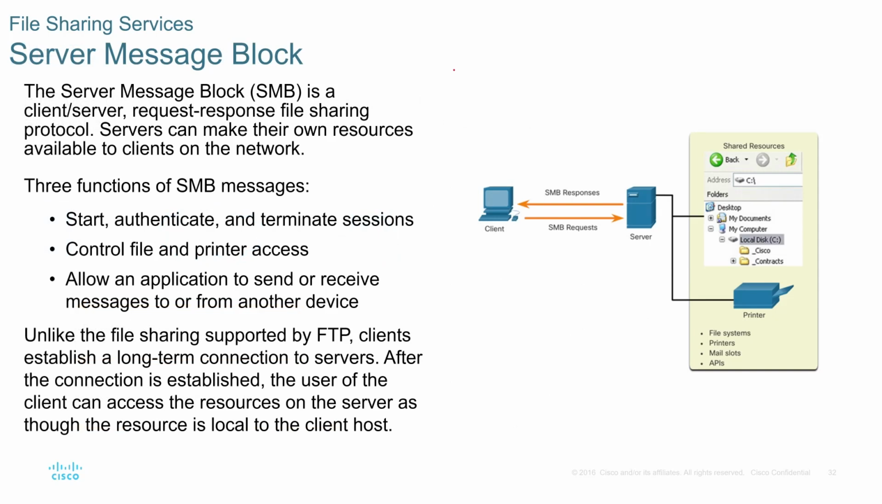SMB, or Server Message Block, is a protocol that runs on the Windows operating system. It is a client-server request-response file sharing protocol. Servers can make their own resources available to clients on the network, such as putting it into a shared folder. There are 3 functions of SMB messages. They start, authenticate, and terminate the sessions. They control the file and printer access. And they allow an application to send or receive messages to or from another device.